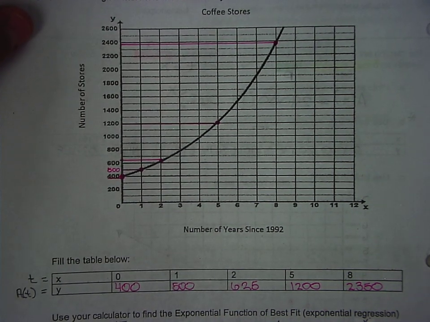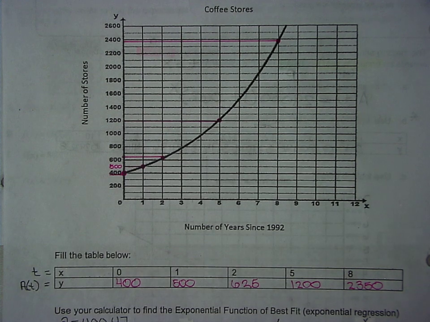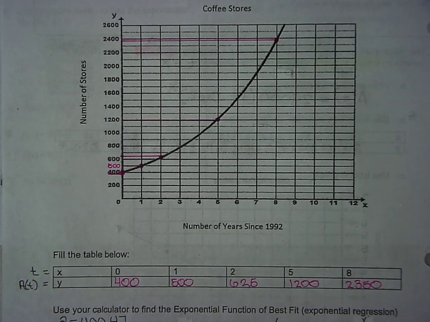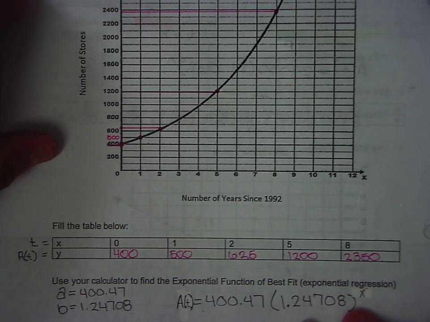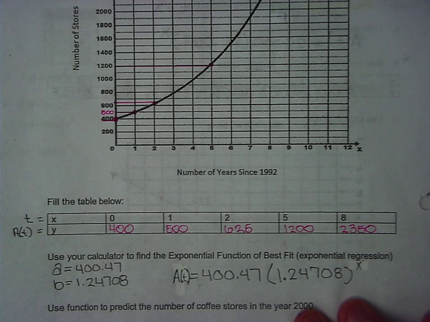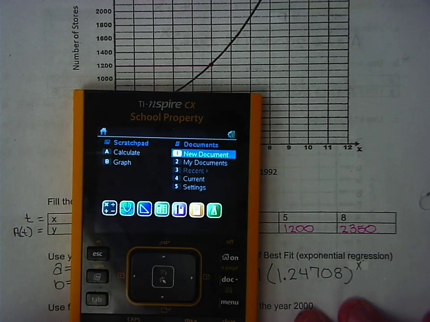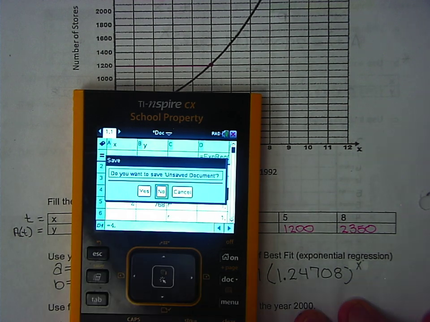So our first question is, use your calculator to find the exponential function of the best fit line. That means the regression line. So I went ahead and I did the same thing as I did before. I found the A and I found the B. And I'll go ahead and show you really quick how I did that in case you're not too sure.